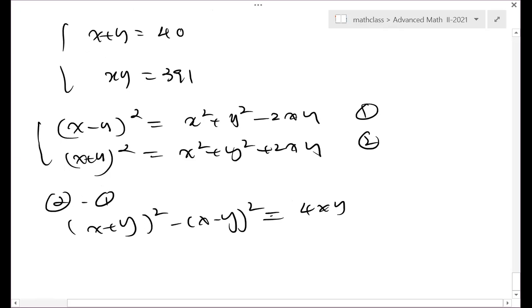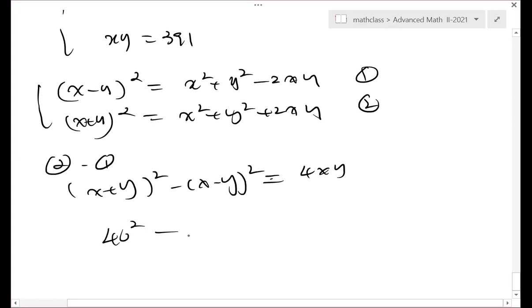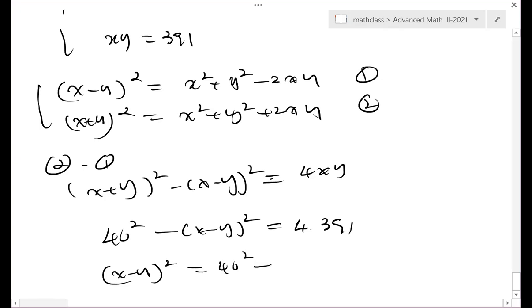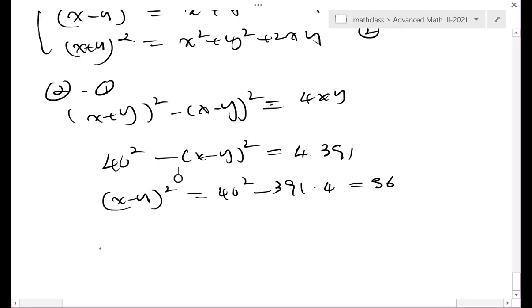And then you know that x plus 1 is 40, right? So 40 squared minus x minus y squared equals 4 times 391. So x minus y squared equals 40 squared minus 391 multiplied by 4. And we already did that, 36. Okay, so x minus y is going to be 6.